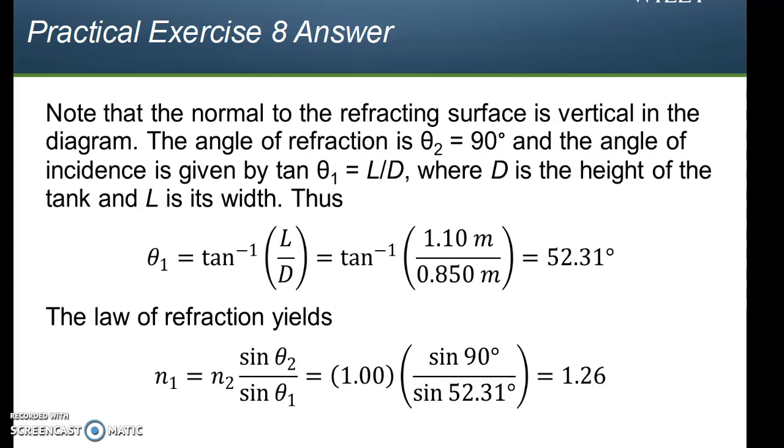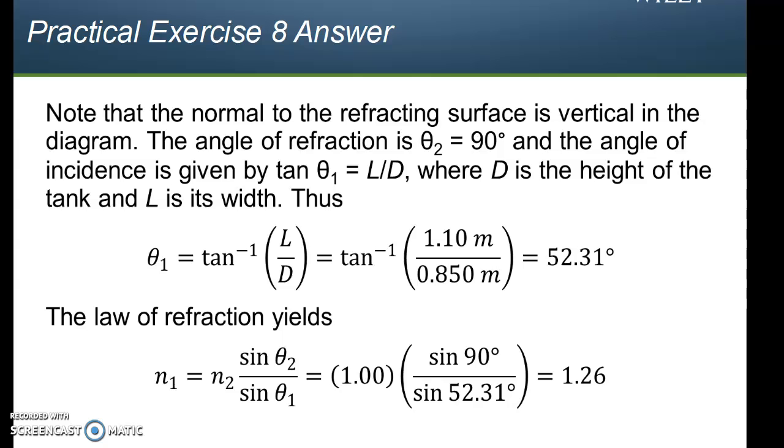Here what you have is the diagram there. That's so that the normal to the refractive surface is vertical to the diagram. The angle of refraction, theta 2, is 90 degrees, and the angle of incidence is given by tan theta 1 equals L over D, where D is the height of the tank and L is its width, right? So I would have said H for height, and W for width, but they wanted to confuse you with the other things that we've had in terms of diameter and impedance before. Be that as it may, theta 1 equals the inverse tangent of L over D.